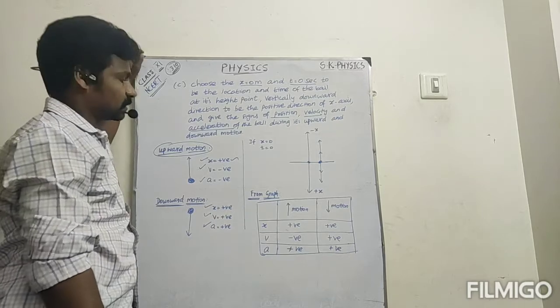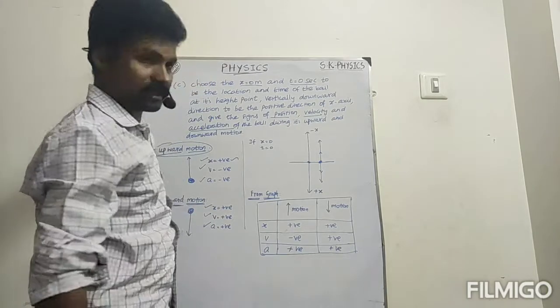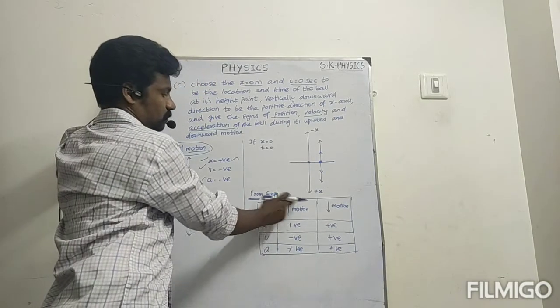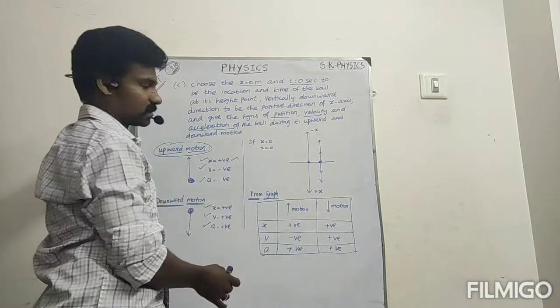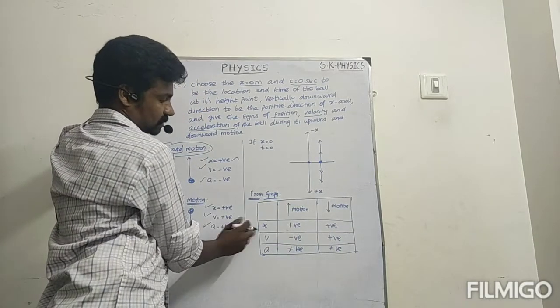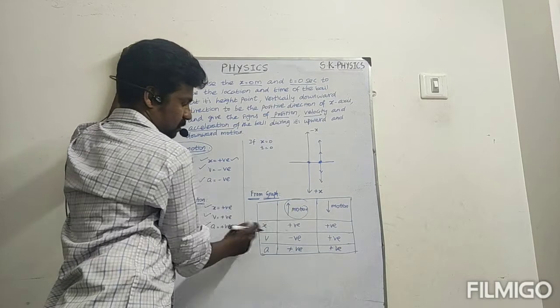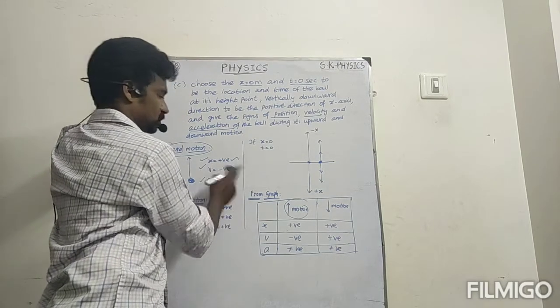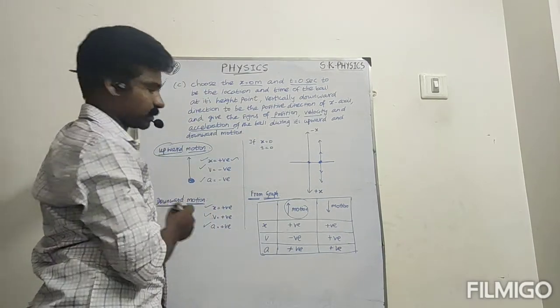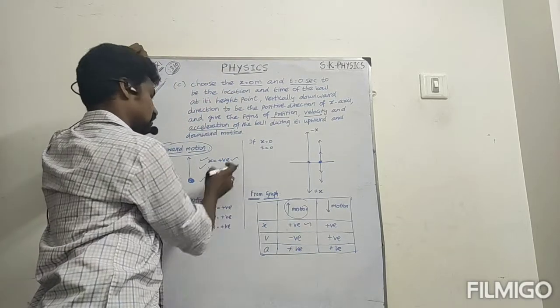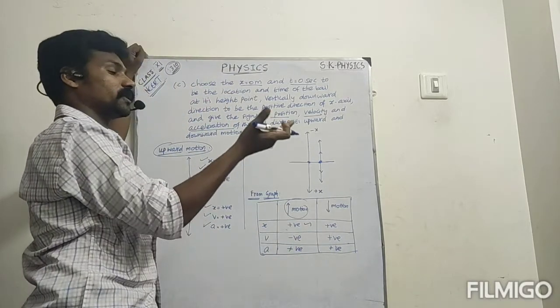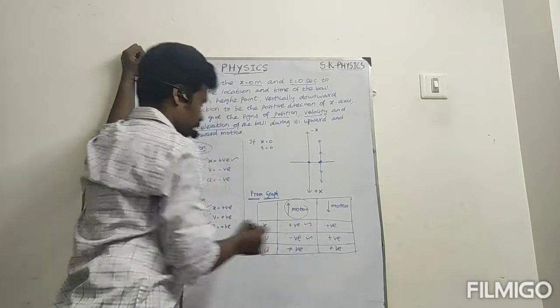Okay, see, one by one again. Listen carefully. The first one, if you observe this diagram, this is for upward direction and this is for downward direction. First, upward direction: what is the position? For upward direction, position is positive, no problem. Okay, positive. Then the velocity: while moving in upward direction it is reducing, so that is negative.